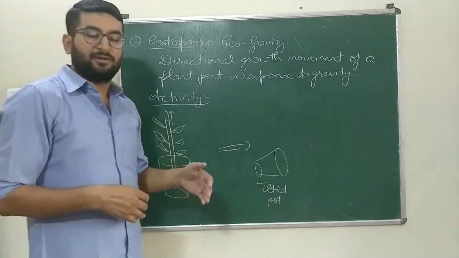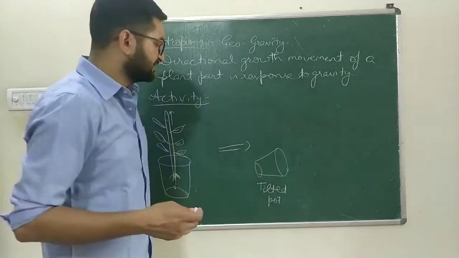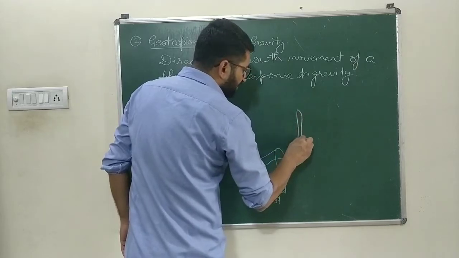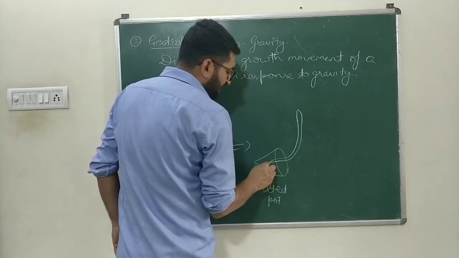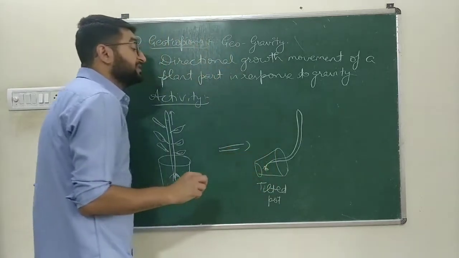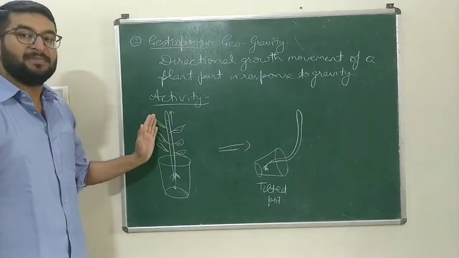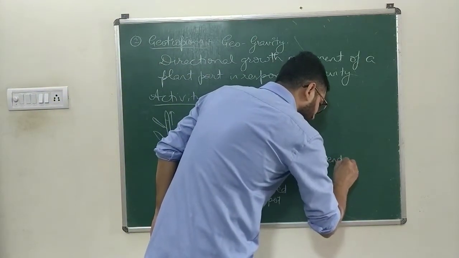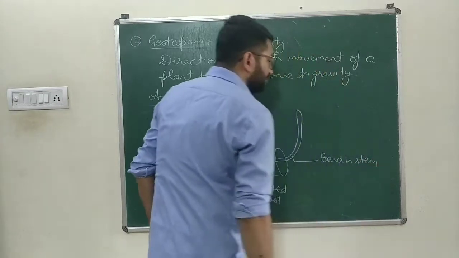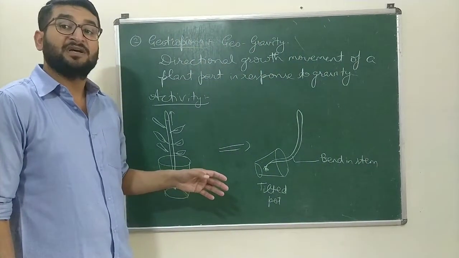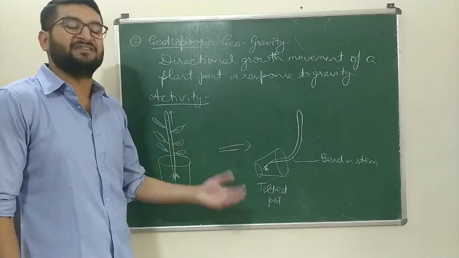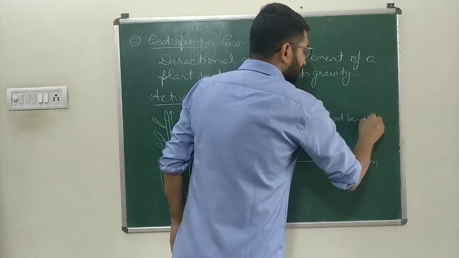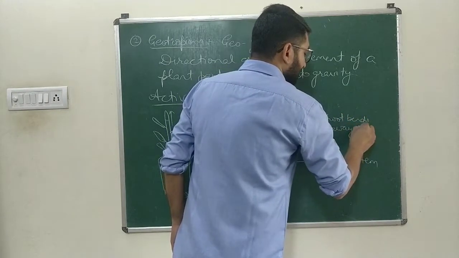Give the water to the pot on alternate days. After some days, you will observe that the stem moves away from the gravity and root moves towards the gravity. The straight stem has a bending now. So this bend in the stem occurs because of the negative geotropism of shoot, as shoot bends away from the gravity.